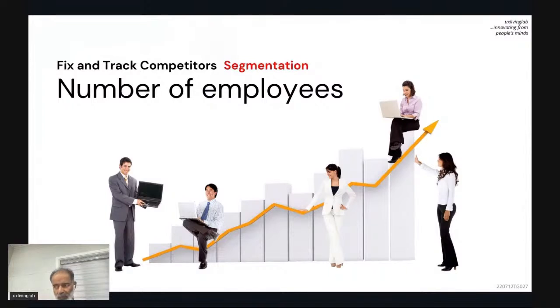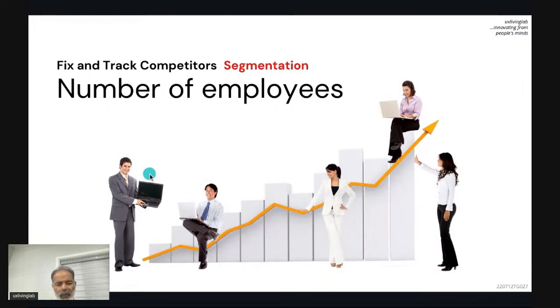When you find your competitor, you can do some research on the competitor and categorize in such a way that how many employees are there, what is the team size of the competitor. That is maybe a one-man army, or maybe 10 people, maybe 50 people, maybe 100 people. Like that you can group the competitors or group the market players into different baskets. That is another way of segmentation.